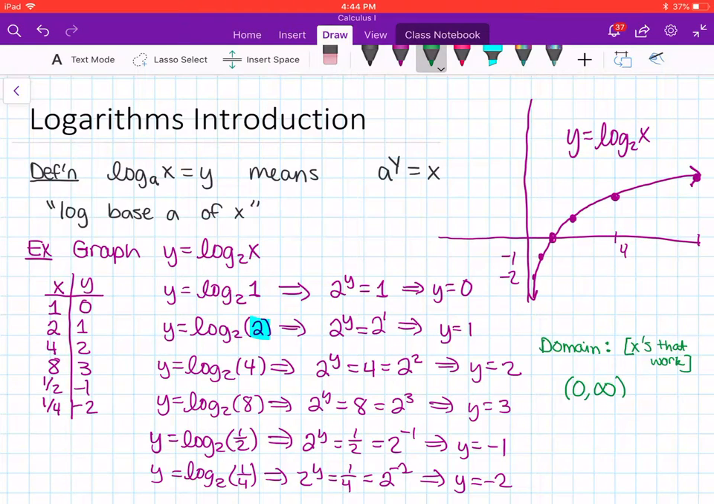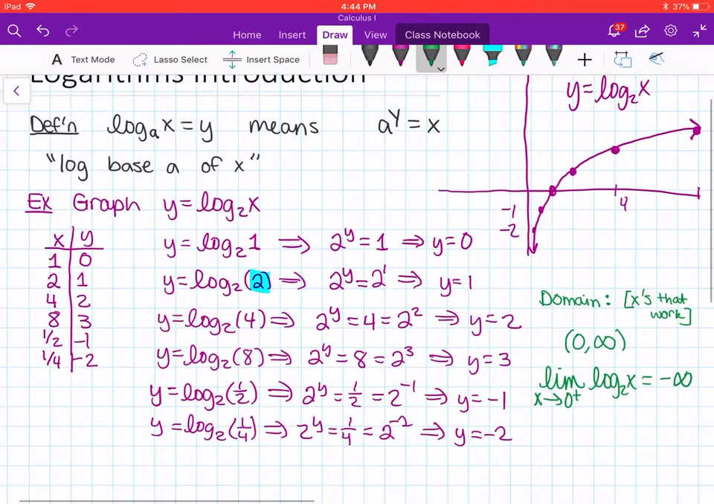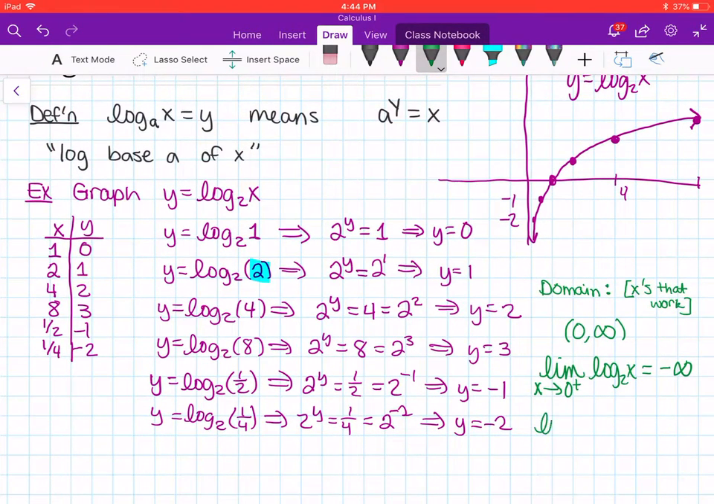Now you can kind of see this for a couple different things. So basically, let's look at, we'll do some calculus here. As x approaches 0 from the right of our log base 2 function, we see that that's going down to negative infinity. Also, if we wanted to look at the limit as x goes to infinity of log base 2 of x, we see that it is infinity.